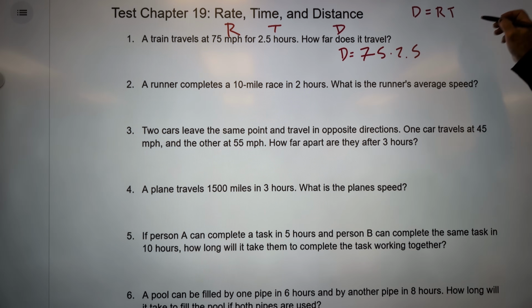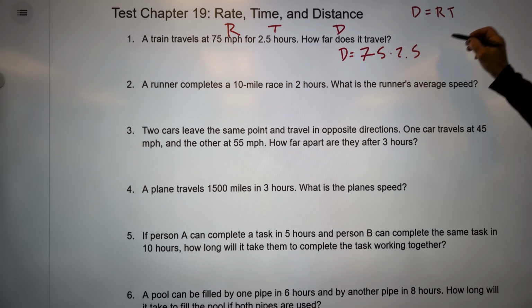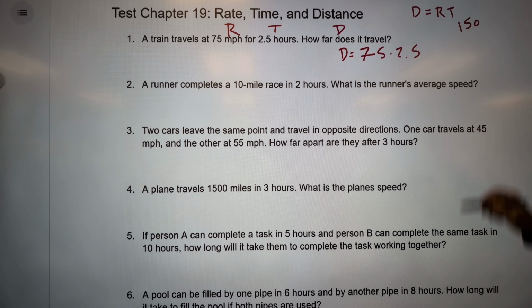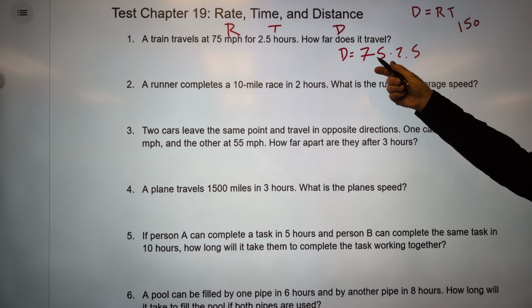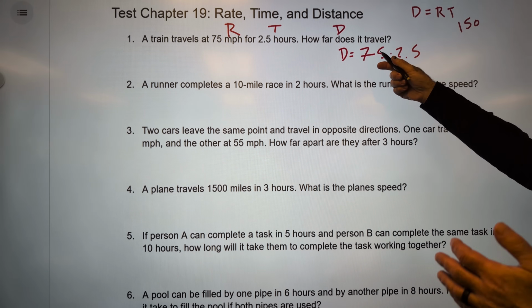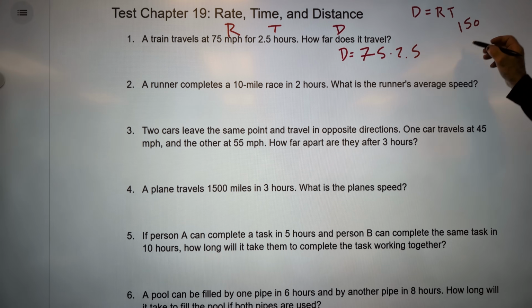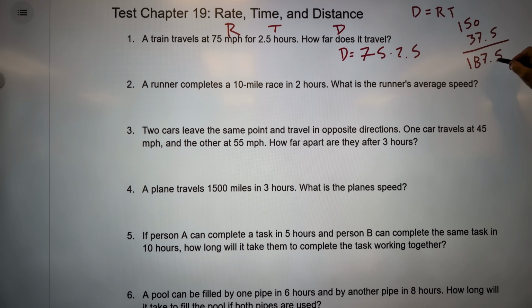I can multiply that out, or I could just do 2 times 75, which is 150. Half of 75 is 37.5. So here's my 2, here's my half, to give me 187.5, and this is going to be miles.